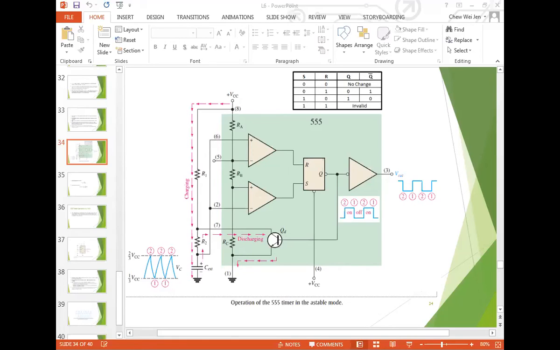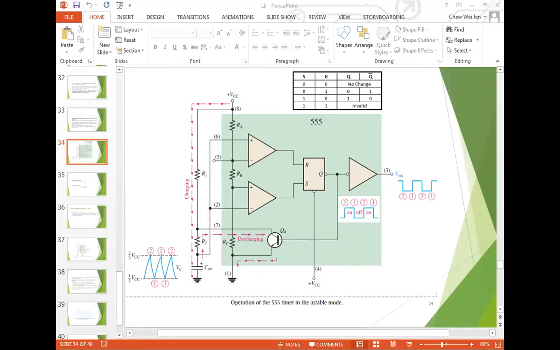So when is Q 1? When is Q set? When S is 1 and R is 0, correct? When does S equal 1 and R equal 0? That happens when your lower comparator is high. When is your lower comparator high? Are you sure, 2 or 3?